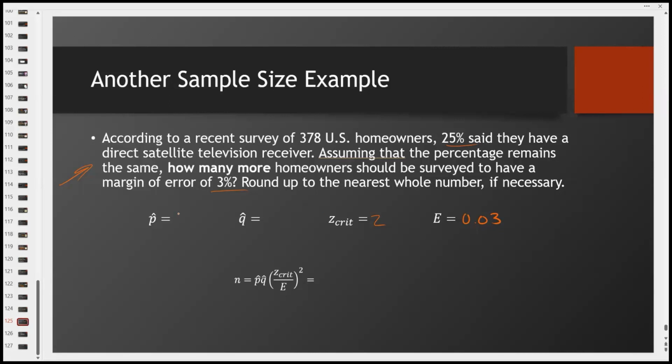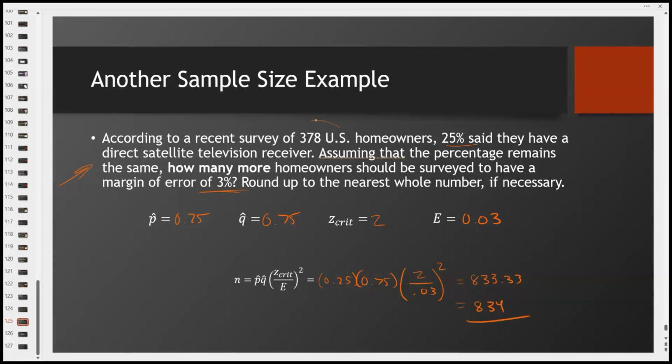Okay, this is 0.25, 0.75, 25%, 75%, 2 divided by 0.03 squared. Again, remember to do the exponents part first. So 2 divided by 0.03, square that value, then multiply times the two decimals, 0.25 times 0.75, and we get 833.33, which means you need a total of 834 in order to have a margin of error of 3%.